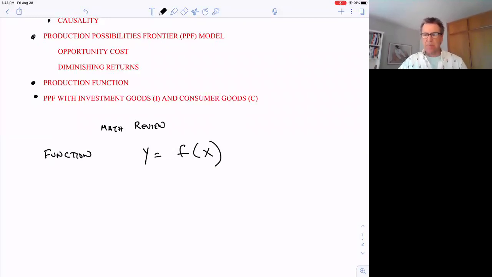So consumption might be a function of income. It might be a function of income and wealth and so forth. Without actually writing out the exact equation for it, I'll just say it's a function of these things, whatever that equation might be. One type of a function is an equation for a line.